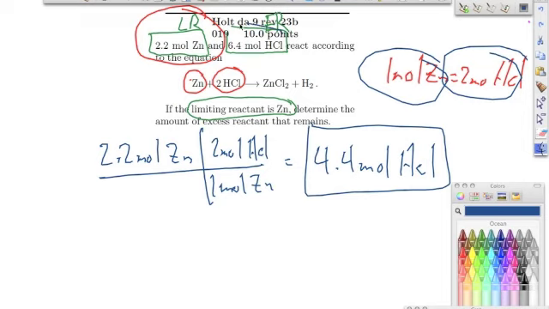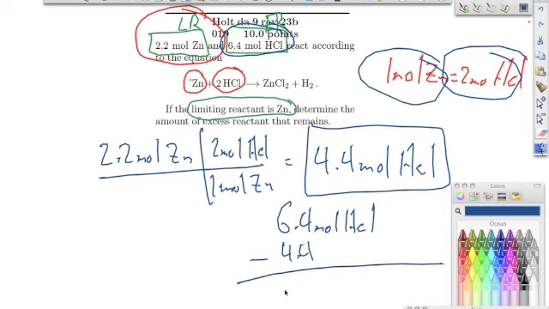What we actually have is 6.4. So to figure out how much we have left over, all we do is we go 6.4 moles of HCl minus our 4.4 moles of HCl that we actually used, and we get 2 moles. So what we will have left over of our excess reactant is 2 moles.